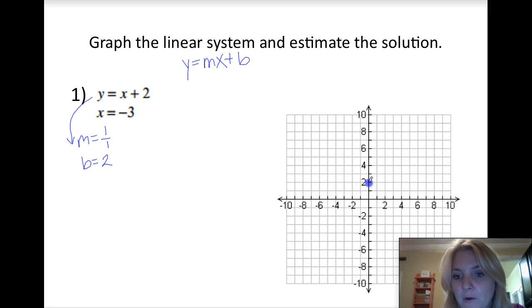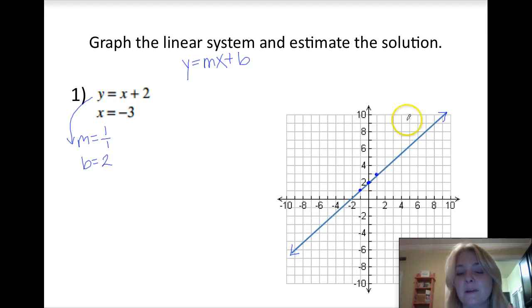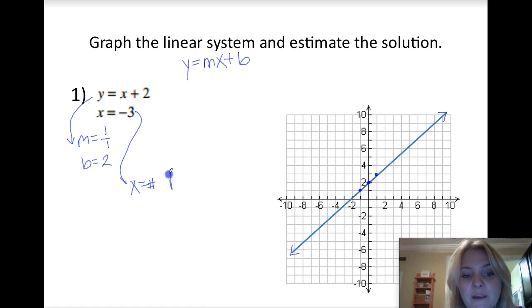So on a graph, we'll go up 2 units. And then to represent the slope, we'll go up 1, right 1. And we can also go down 1, left 1. We connect our dots, or ordered pairs, arrows at the end, and we have that equation graphed. Now the next equation, we have x equals negative 3. And just as a refresher, when x equals a number, we have a vertical line at that particular x value. So since x equals negative 3, we're going to have a vertical line at the x value negative 3, because no matter the y value, the x value will be negative 3.